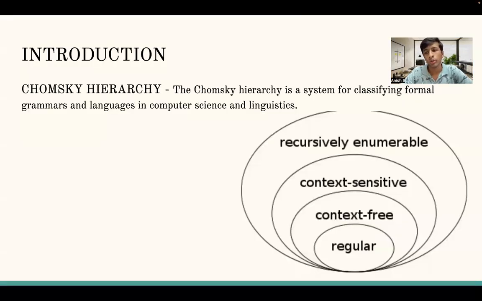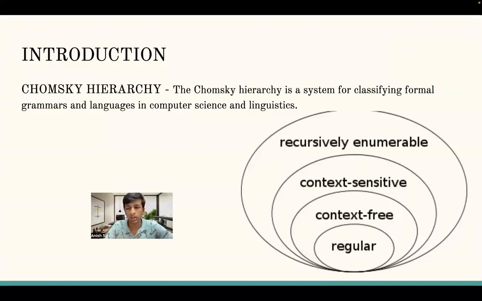Before going into what context-sensitive grammar and language are, let us look at the basic Chomsky hierarchy that is present in today's world. What is the Chomsky hierarchy? It is a system of classifying formal languages. First, at the most basic level, as shown in this diagram, there's regular language, then context-free language, then context-sensitive language, and then recursively enumerable language. Today, for this presentation, I'll be explaining context-sensitive languages and context-sensitive grammar.